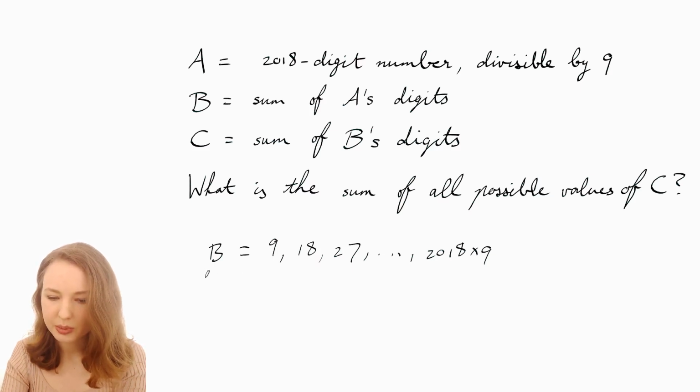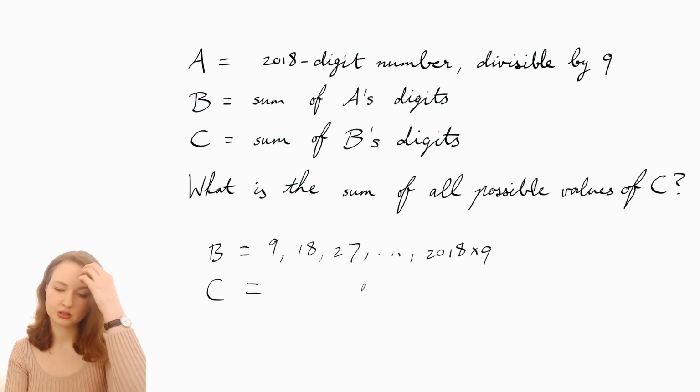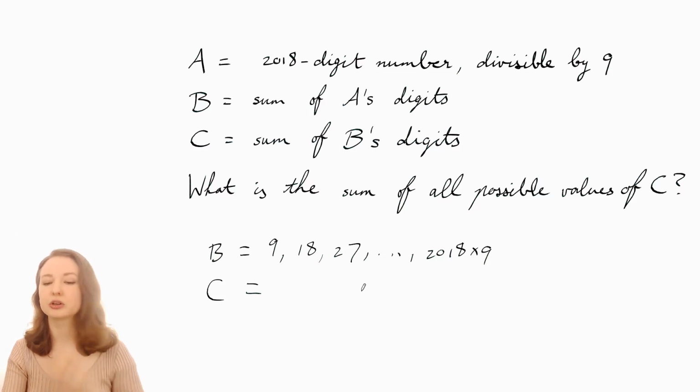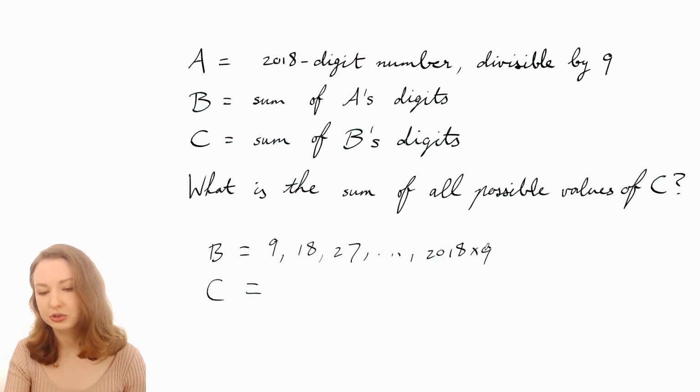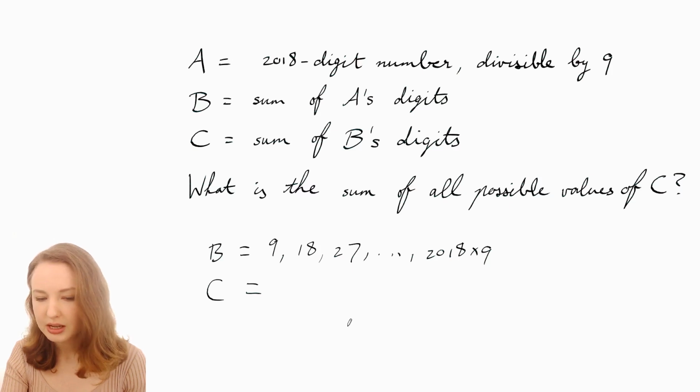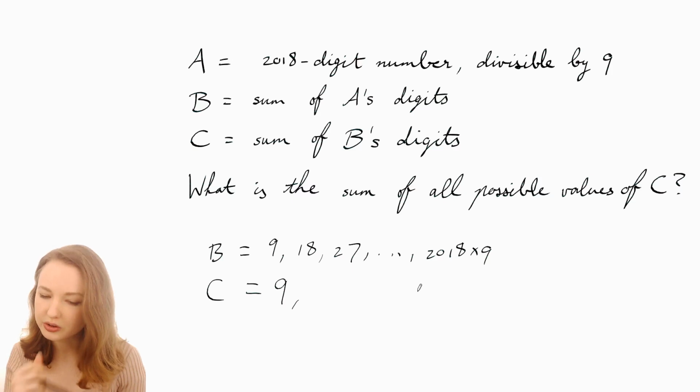So now let's think about what C can be. So C also has to be a multiple of 9 because all of these are multiples of 9. You can see like that one adds up to 9, that one adds up to 9, and so on. So obviously 9 is a possible value for C. And then we got to think, can we have 18 and 27 and so on?